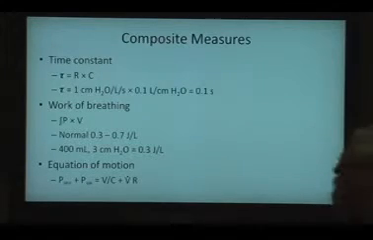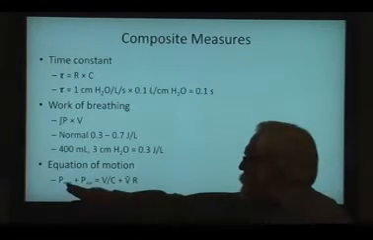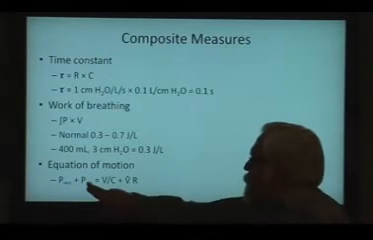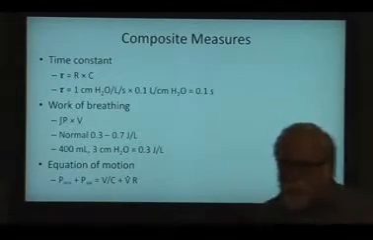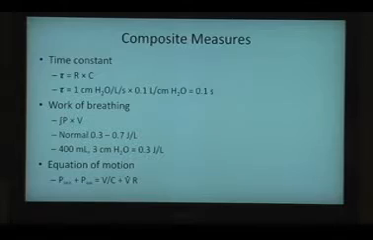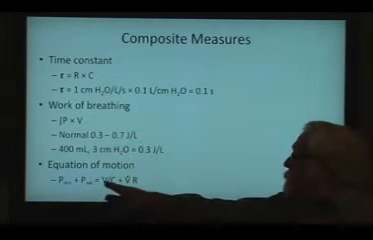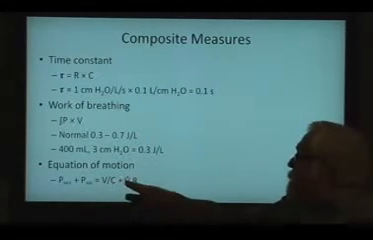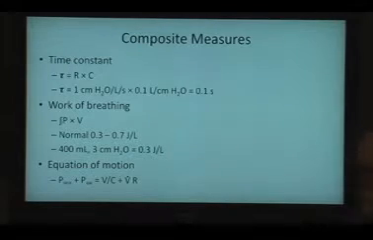The equation of motion says that the pressure generated by the respiratory muscles plus any pressure applied to the airway from a ventilator, for example, is equal to volume divided by compliance plus flow times resistance.